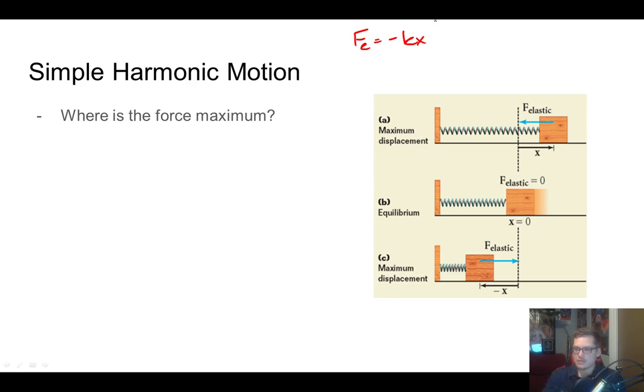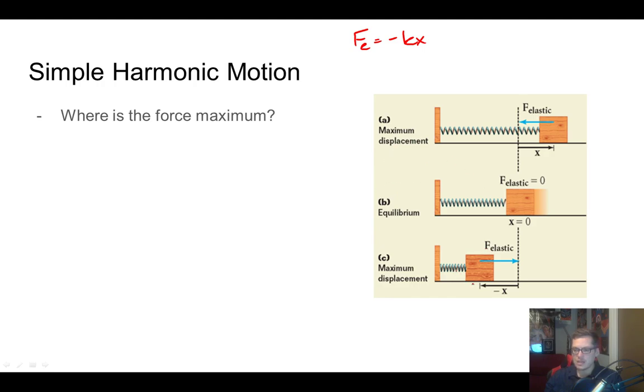Well, k is never going to change. So that's our positive value, some constant that's never going to change. And then we've got our x value. So where's its maximum? When they say maximum, we're really looking for magnitude in all of these things. So where's the magnitude maximum? Well, here our x is equal to 0, so our constant times that 0 means our force is going to be equal to 0, so it can't be b.